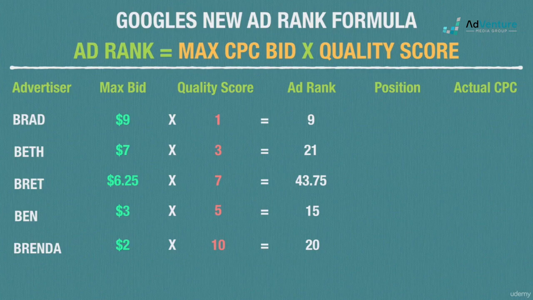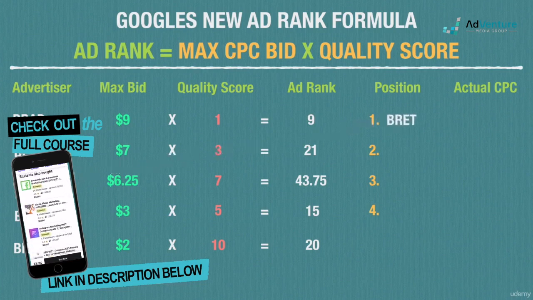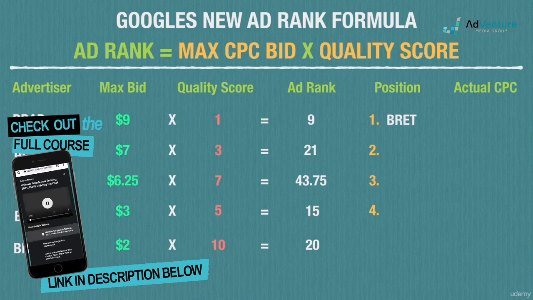Now that we've calculated the ad rank for each advertiser in the auction, we can determine their positions on the search results page. Remember, in our example here, there are only 4 available ad slots. So Brett wins the coveted top spot on the page, even though there were 2 advertisers in the auction willing to pay more than him for a click. Since he was serving a higher quality ad, he was able to take the first spot with his 7 quality score.